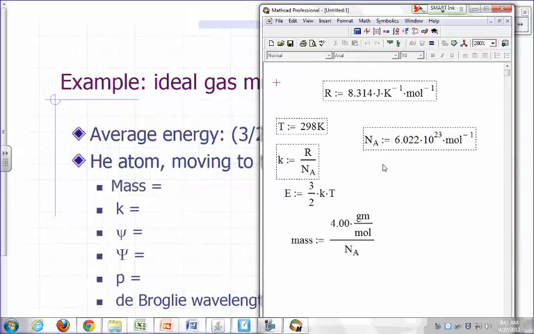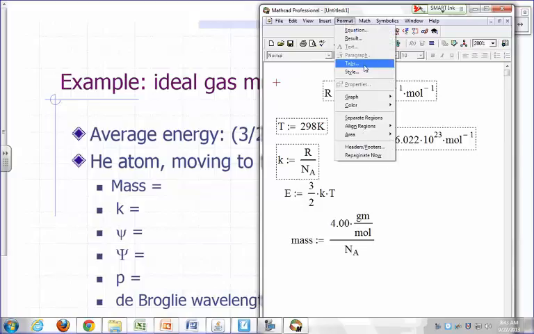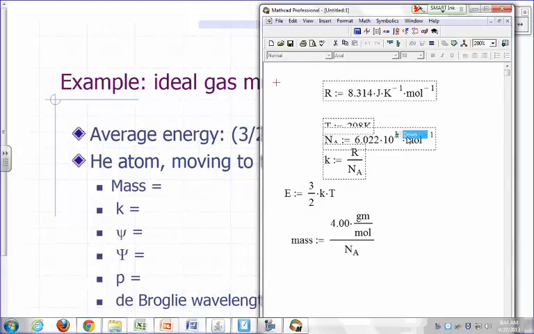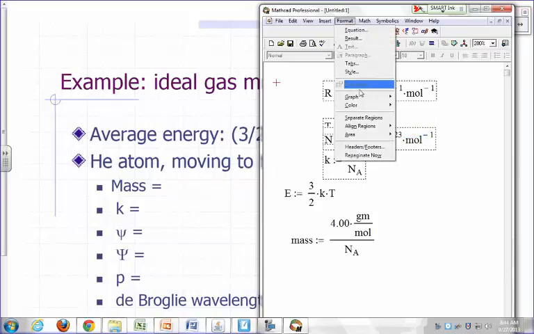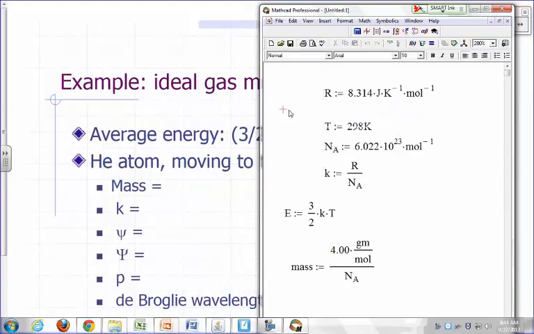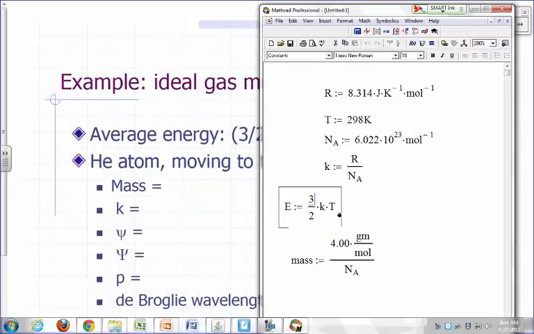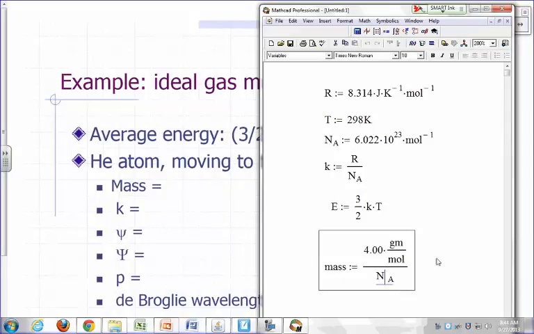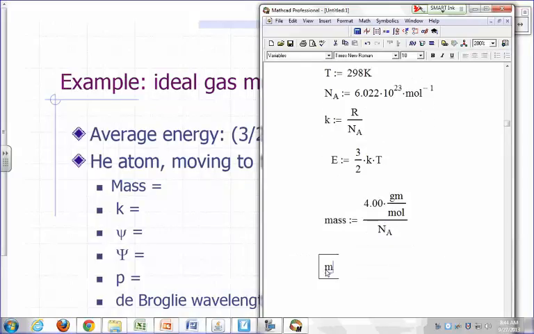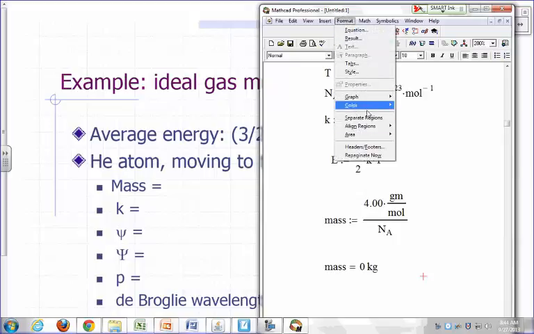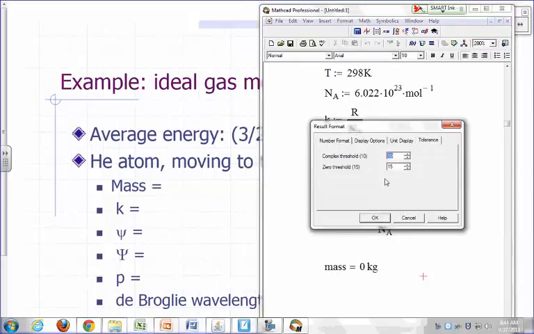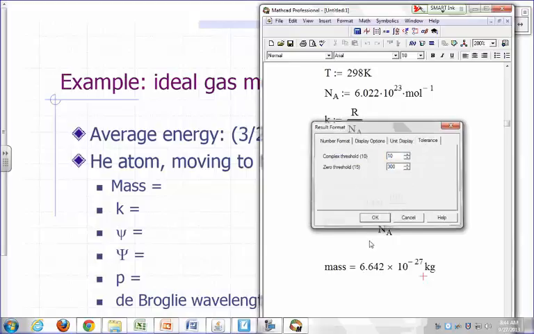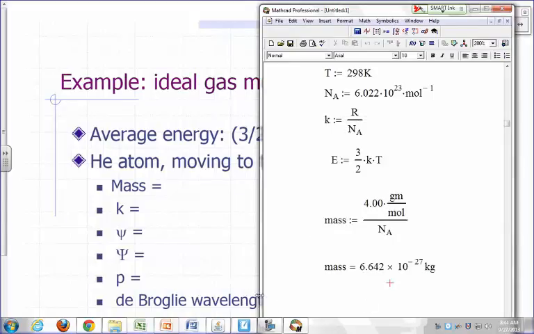Alright, so let me line these up. Separate regions. Okay. And this is our mass. Let's just verify what that mass is. Mass equals 0 kilograms. Okay, we need to set our zero tolerance to, what was it? 10 to the negative 300. Okay, so 6.6 times 10 to the negative 27 kilograms.